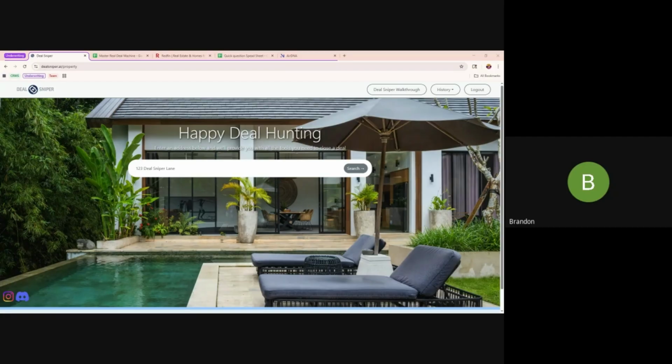Wait, quick question before I go into that. With the Deal Sniper, why does it offer more than the actual property's worth, like for sale? Why does it often do that?